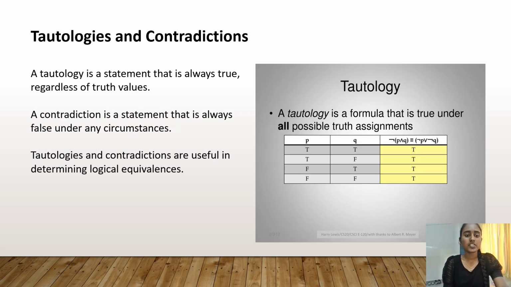Tautologies and contradictions. A tautology is a statement that is always true regardless of truth values. A contradiction is a statement that is always false under any circumstances. Tautologies and contradictions are useful in determining logical equivalences. A tautology is a formula that is true under all possible truth assignments.